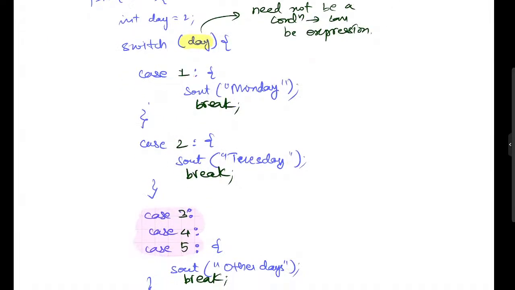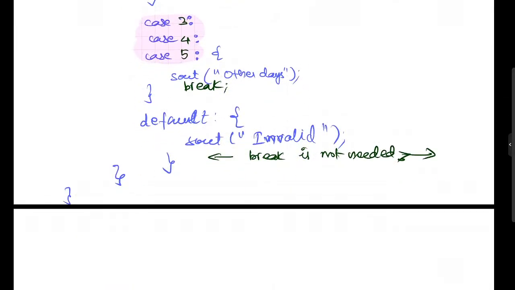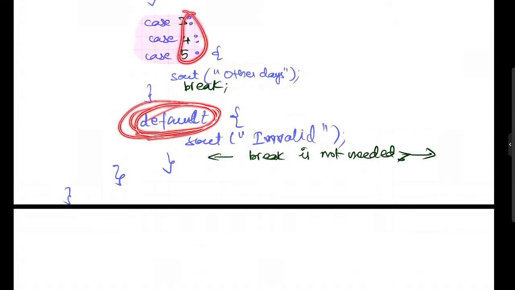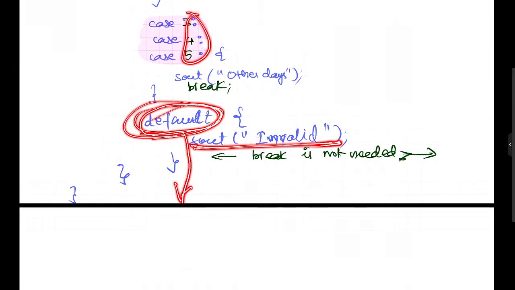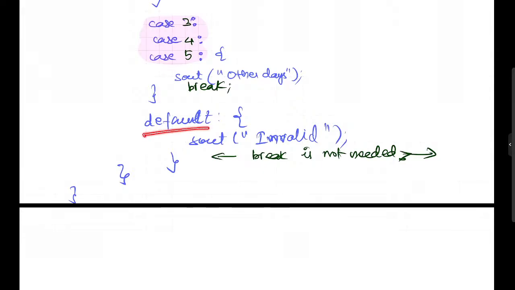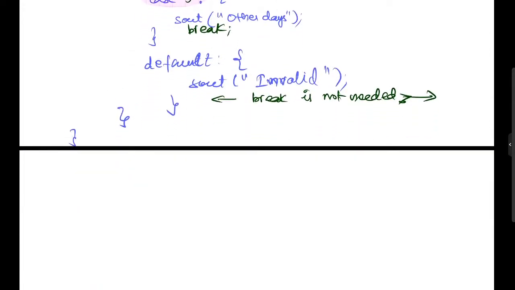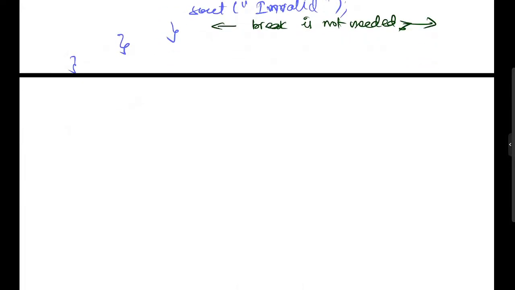It will check this, not matching, check this, not matching, check this, not matching, and it will definitely lastly go to default. Default is when nothing matches; it will go here and just print invalid, and after this nothing is there, so you are going to automatically come out. So that is the reason break is not needed here, right? And remember, by convention, you should mention default at the end. Don't mention default here or anywhere else, right? That is the main thing. That is how you need to understand this.